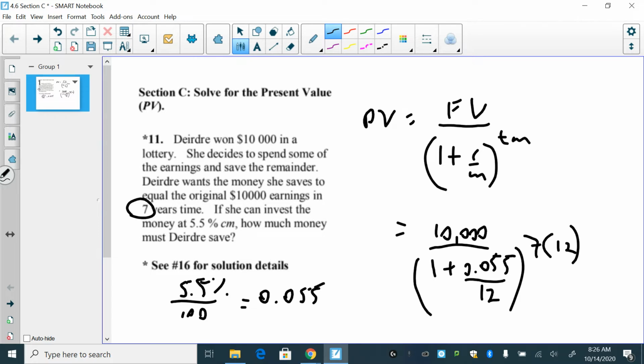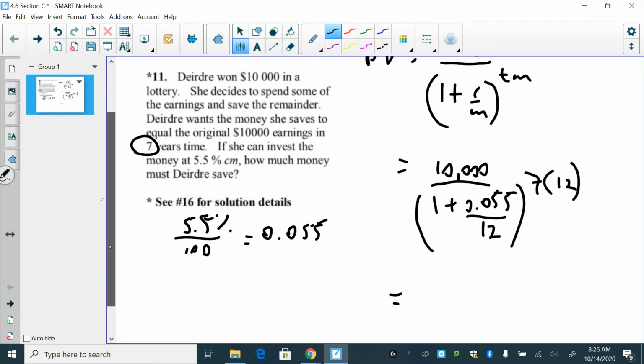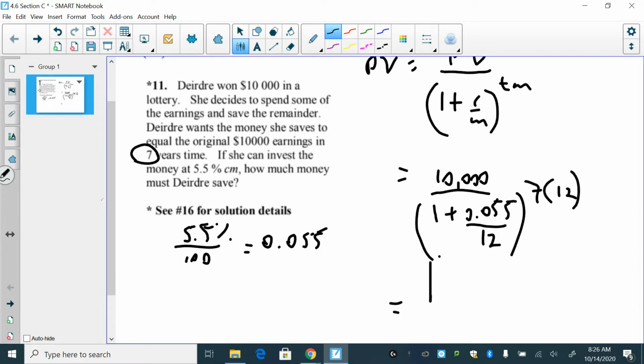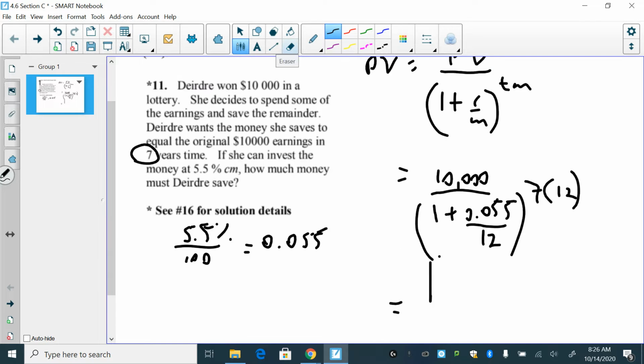So what's cool about this is you get to figure out how much of the original lottery I can spend now, so that I'll still have $10,000 in 7 years from now. Okay, so let's work out the bottom part first. So rewrite the 10,000. Let me just erase that for a minute. Okay, so rewrite the 10,000.